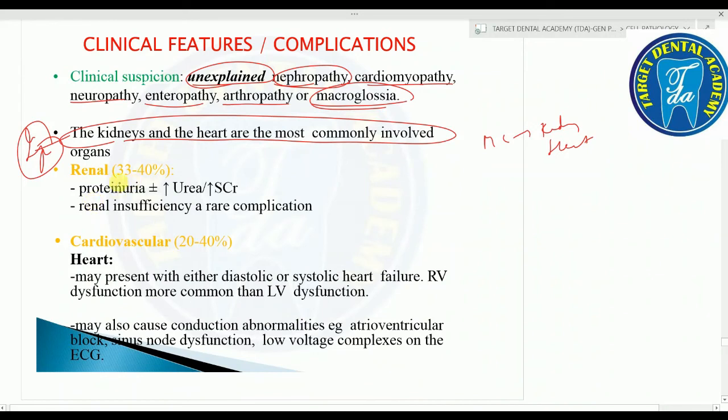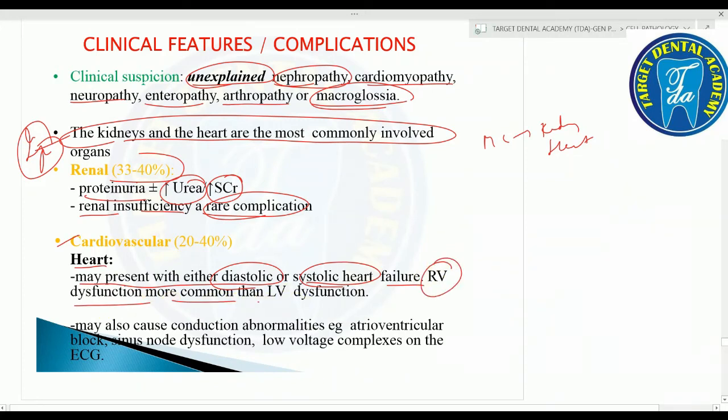The renal involvement constitutes 33 to 40%, in which there is proteinuria, which leads to an increase in the urea and an increase in the serum creatinine. Renal insufficiency is a rare complication. In the heart, it may present with either diastolic or systolic heart failure. RV dysfunction is more common than LV dysfunction. It may also cause conduction abnormalities, for example atrioventricular block, sinus node dysfunction, and low voltage complexes on the ECG. Important.